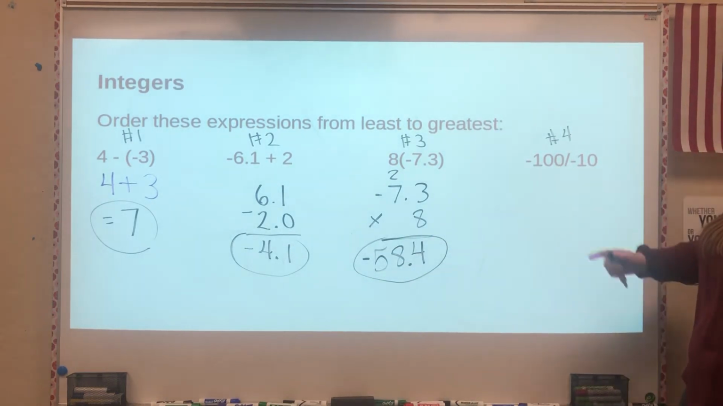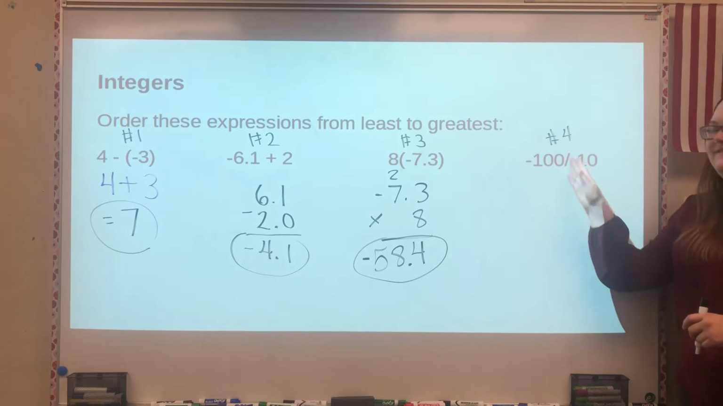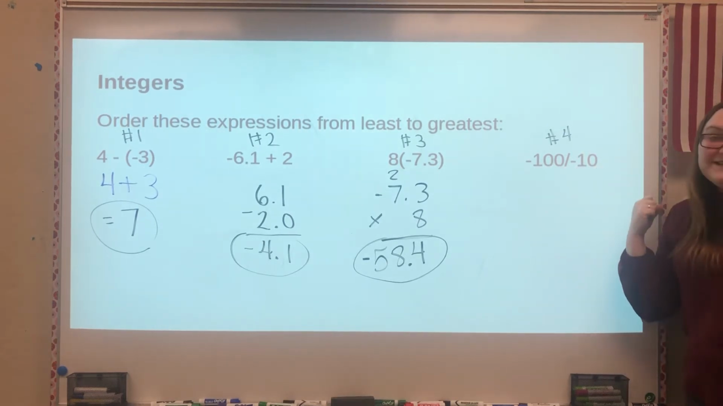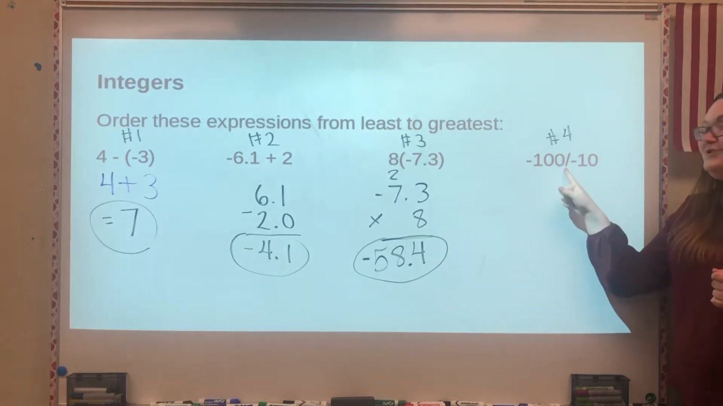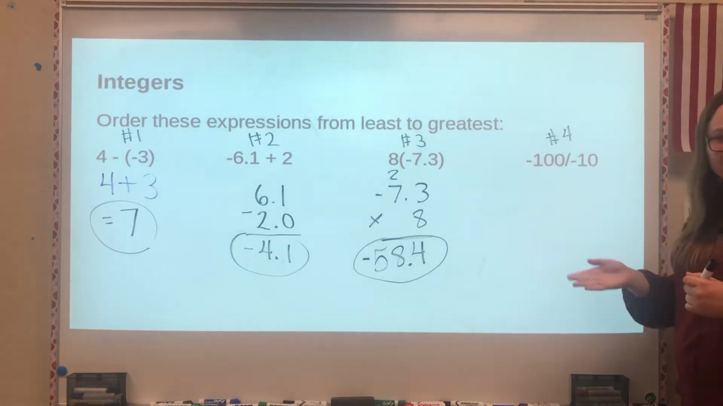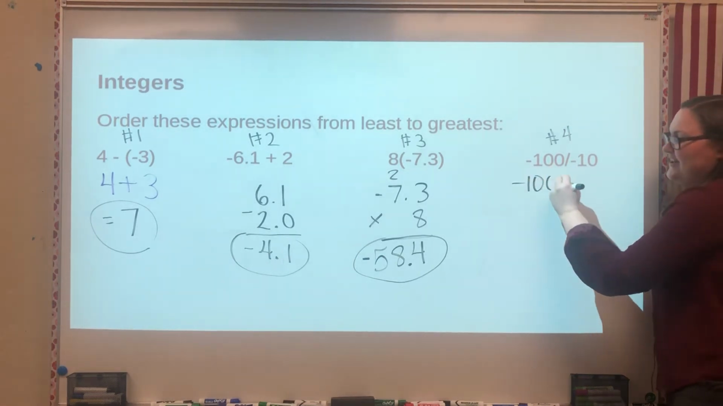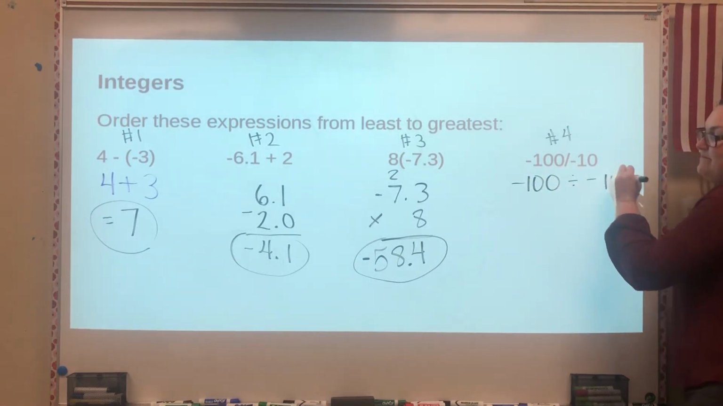I've got one last one to do. I've got negative 100, and then that slash or that fraction line, negative 10. One of the things I'm checking on this problem is, do you remember what that line there means? That is a division line. So this is really saying negative 100 divided by negative 10.